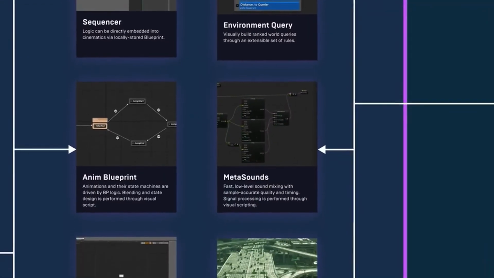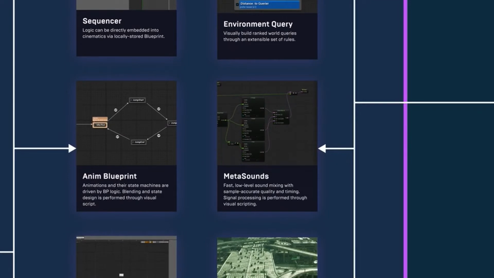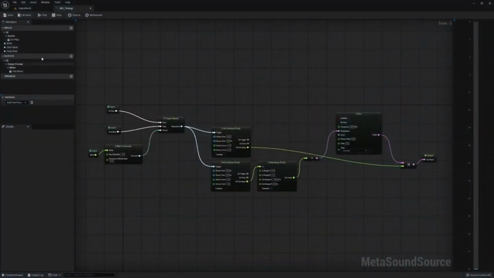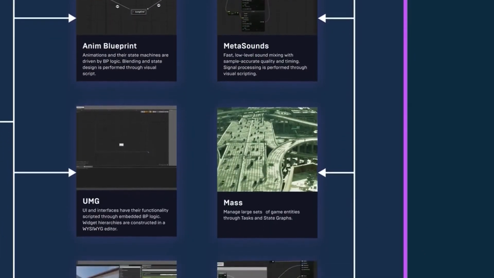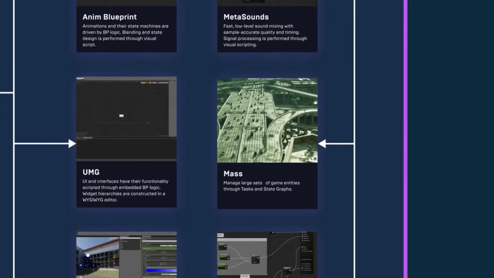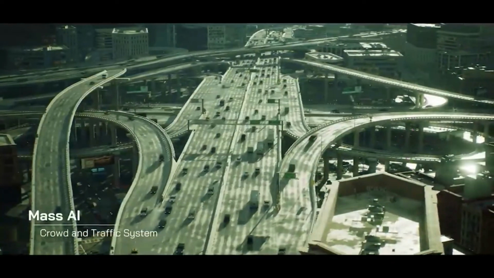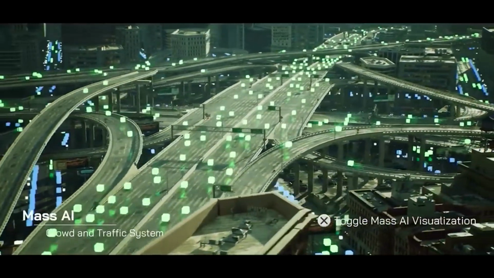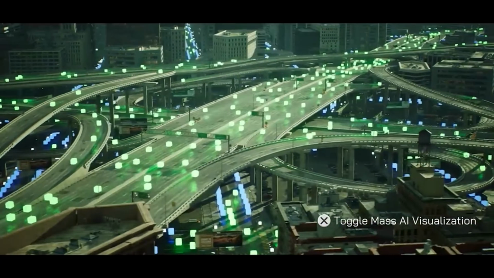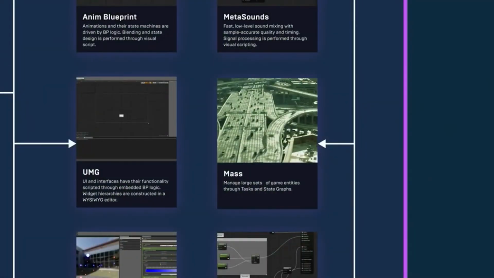UE5 introduces meta sounds, a new way of building complex audio effects through visual scripting. Not only is meta sounds fun to use, but it's also incredibly fast, efficient, and sample accurate. Last but not least, Mass is a powerful new UE5 toolset that brings you the ability to execute and coordinate behaviors for very large numbers of game entities. It uses a visual editor to build and manage task lists to apply to these entities.